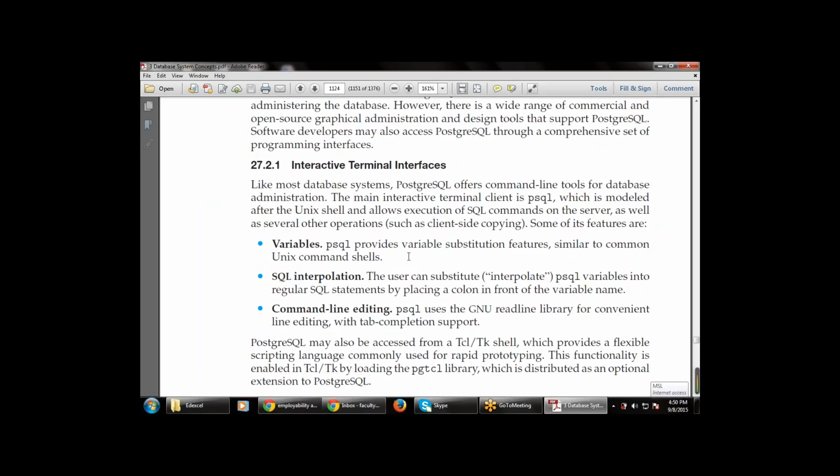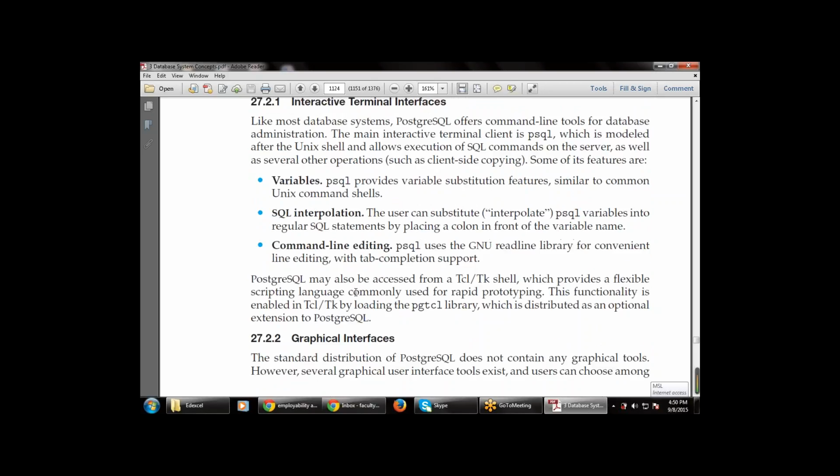Next is SQL interpolation. The user can substitute or interpolate PSQL variables into regular SQL statements by placing a colon. Then there is command line editing, which uses the GNU readline library for convenient line editing with tab completion support.